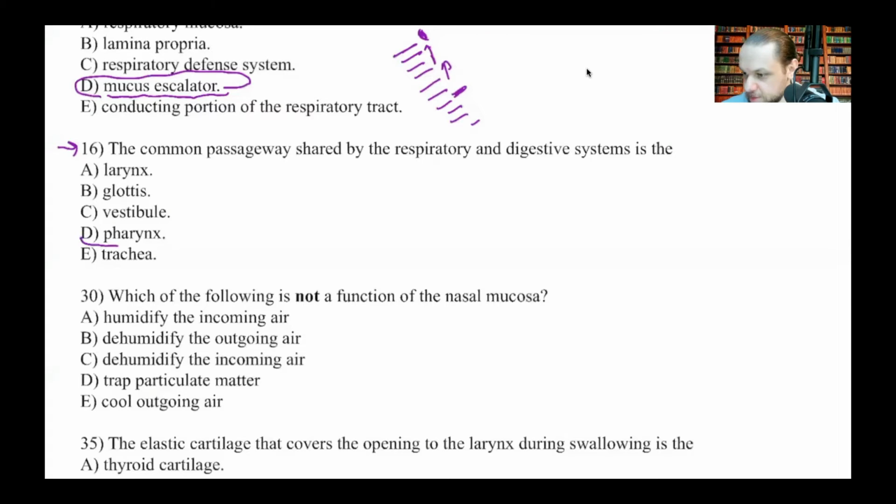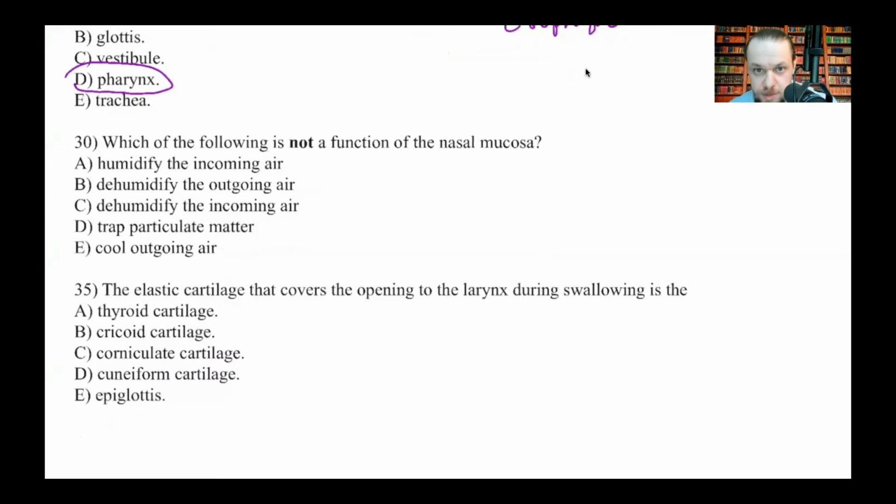The common passageway shared by the respiratory and digestive system is the D, pharynx. Pharynx is correct. D is correct, right? The passageway with the respiratory and the digestive. Basically here, what they're saying, this is the esophagus, and the respiratory here, the trachea. So at the pharynx is where you have the shared passageway. All right, the 16, next one.